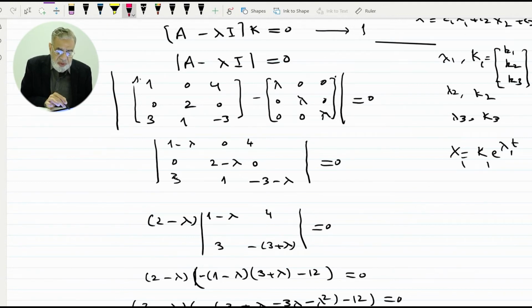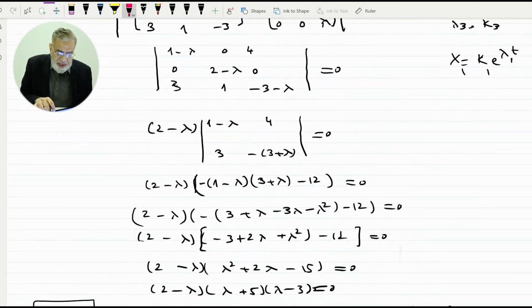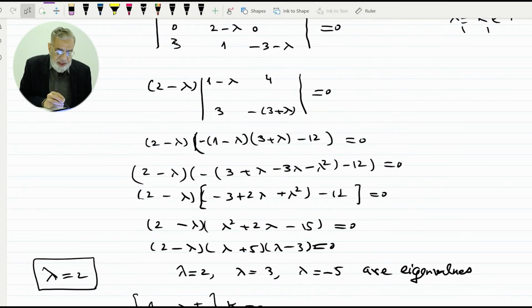Removing this row, we get 1 minus lambda, 0, 4, minus 3 minus lambda. So I just simplify this one. I get here the equation. I can keep this 2 minus lambda out and simplify this one. We get lambda square plus 2 lambda minus 15. Factorize this one. I'll get here 2 minus lambda, lambda plus 5 and lambda minus 3 equal to 0.